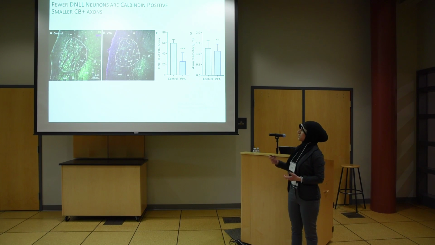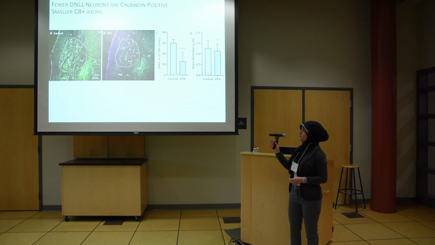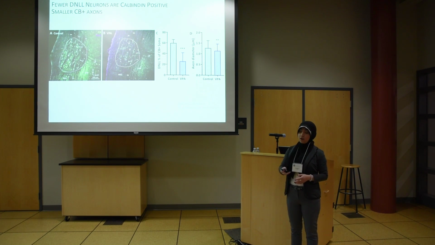If you look at A here, it's an image of the DNLL, and the DNLL is the only nucleus of the auditory midbrain that consistently expresses calbindin in controls. You can see a lot of these fluorescent green calbindin positive neurons indicated by the arrowheads, and a couple calbindin negative neurons indicated by the white arrow. And if you look at B, it's clear that there's a significant decrease in the number of these calbindin positive neurons, although we did find that the surviving neurons were larger and had significantly smaller axon diameters, and that's shown in C and D here.